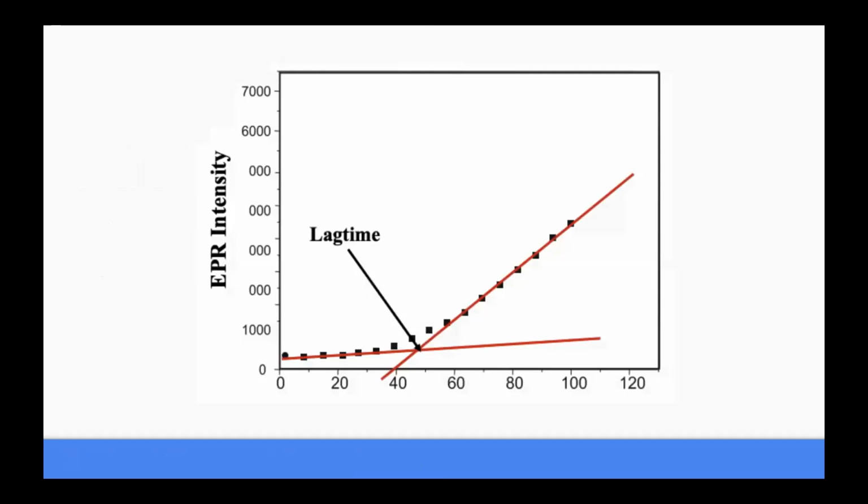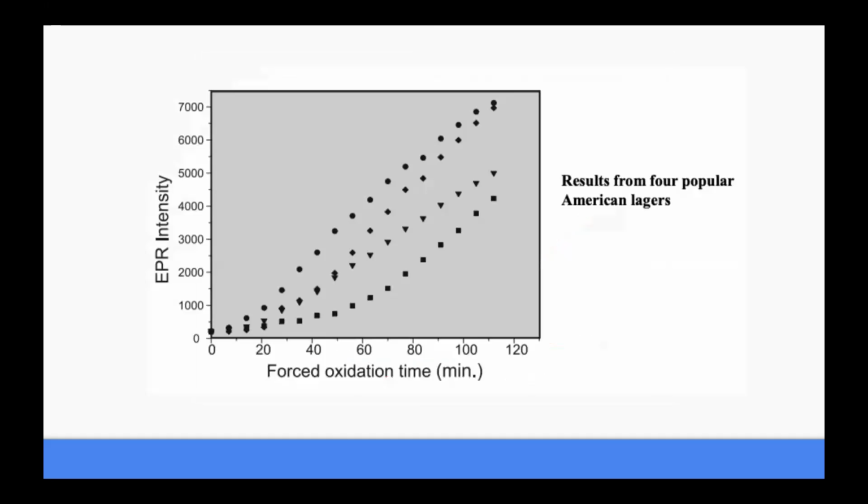So that's what this company did. They looked at the lag time. How long does it take until we get that oxide free radical in a substantial amount? And they compared 4 different beers. They didn't tell me which ones. This is from the manufacturer's website, or else I'd tell you. But we would want to drink or buy the one on the bottom because that has the longer lag time.